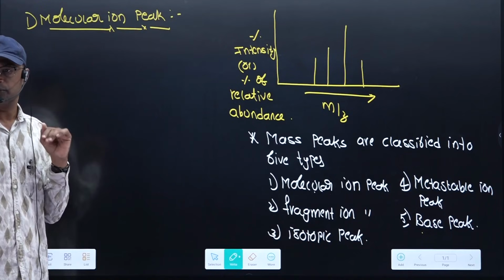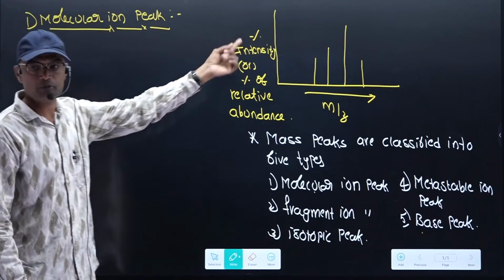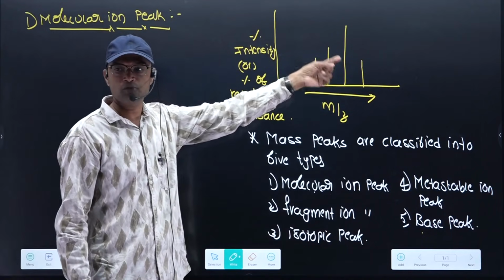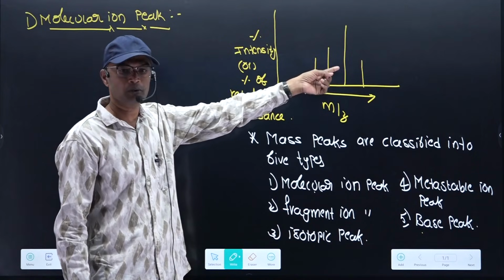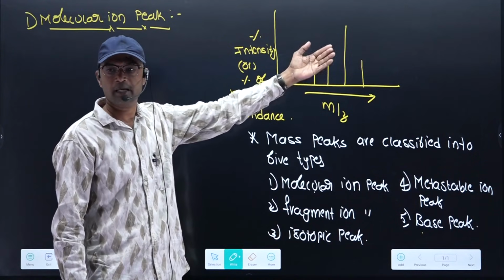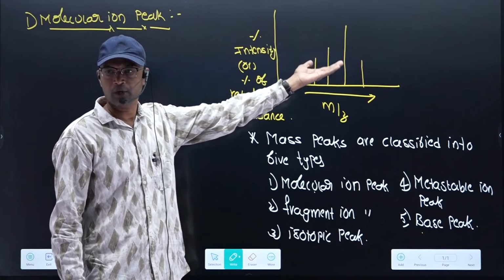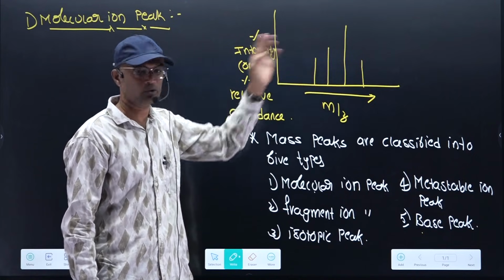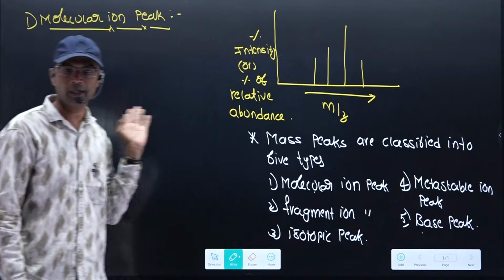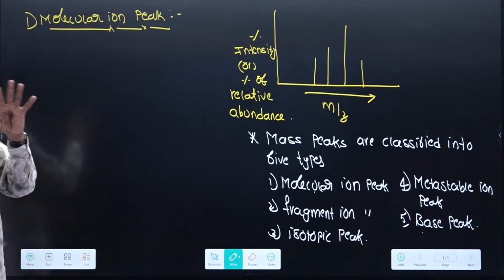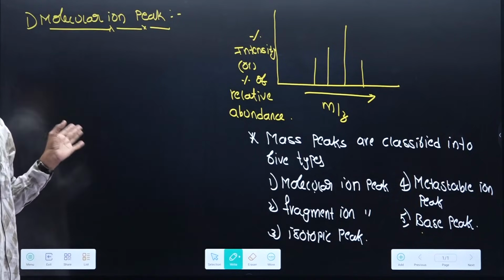It will give information about the stability of a molecule. It will also give information about whether it is a stable molecule or an unstable molecule, and whether they carry bromine, chlorine, nitrogen and sulfur, such elements or not. That is the information given by the molecular ion peak. Every peak is going to give some information, which we are learning right now.